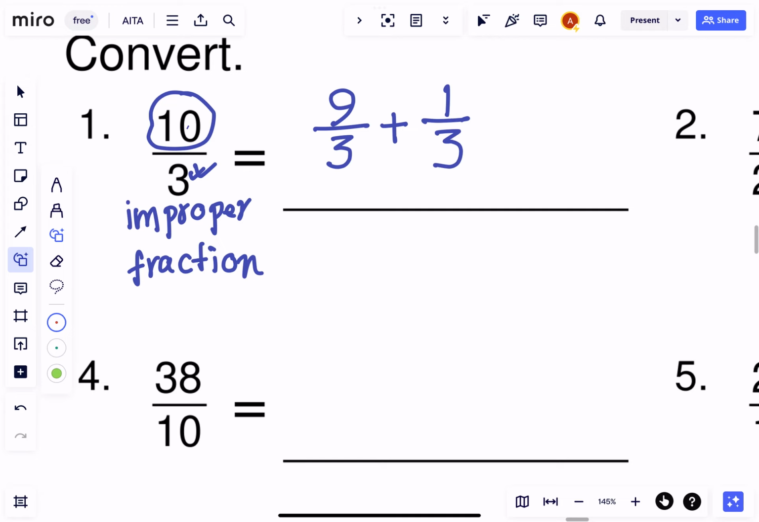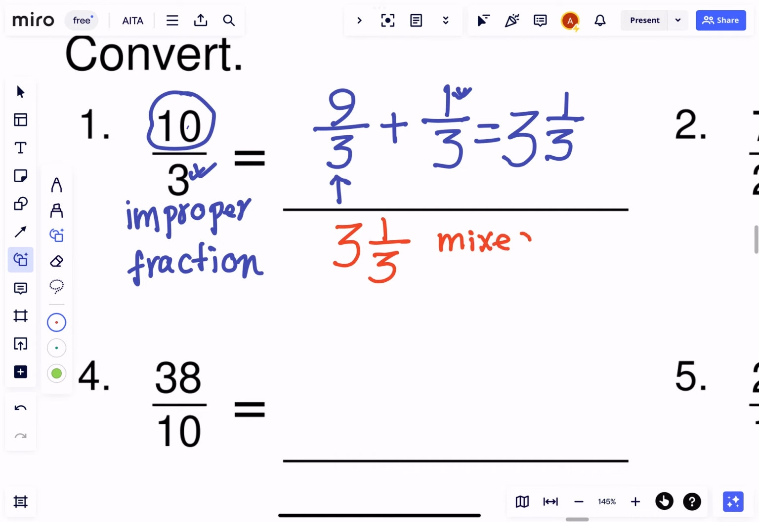Okay, and we know that 9 upon 3 is actually equal to 3. So 3 comes in, and then this 1 upon 3 comes in here. So the answer to this one, 10 upon 3, is 3 and 1 upon 3, and this is a mixed number. Sounds good?